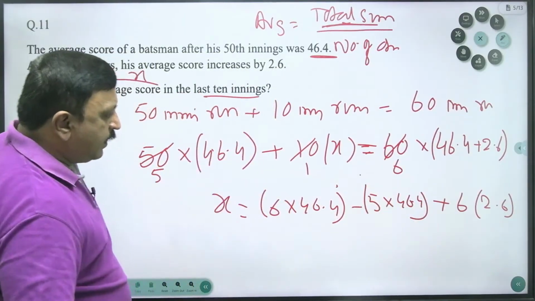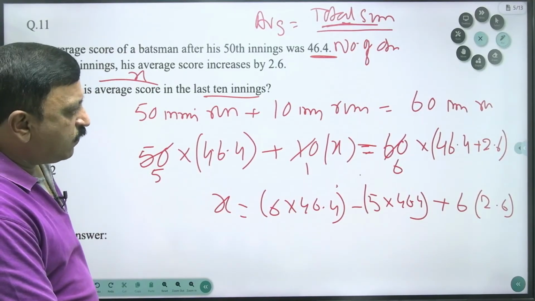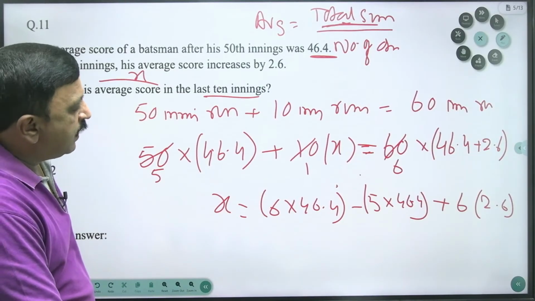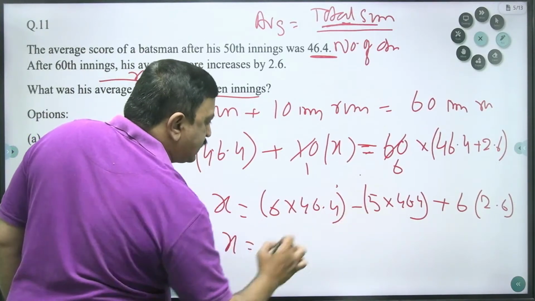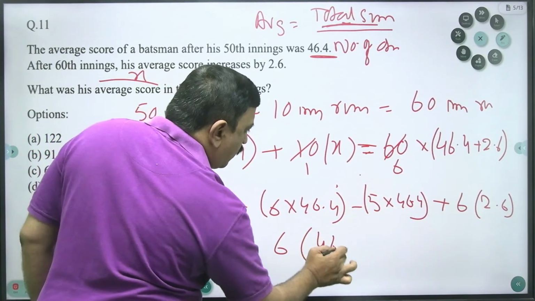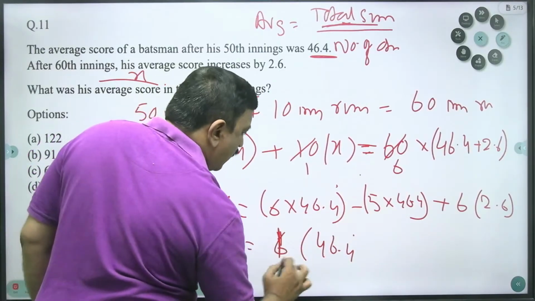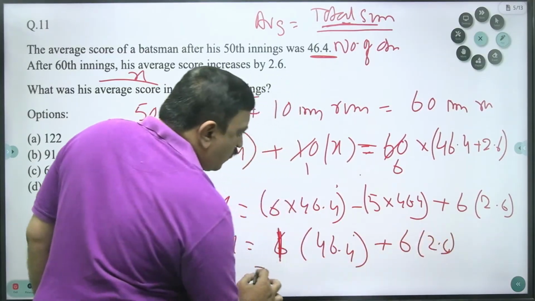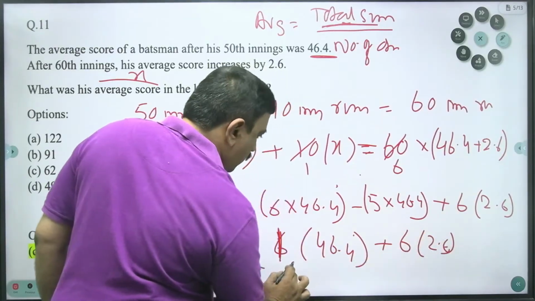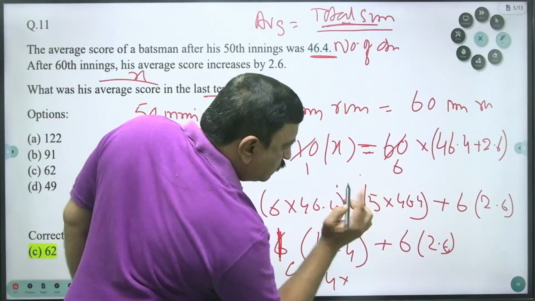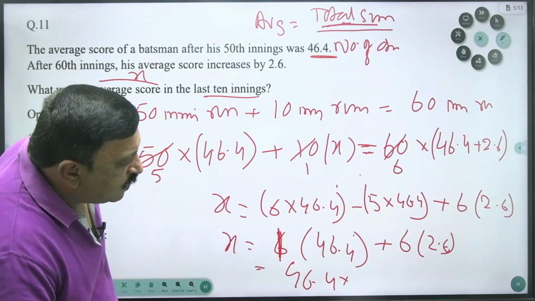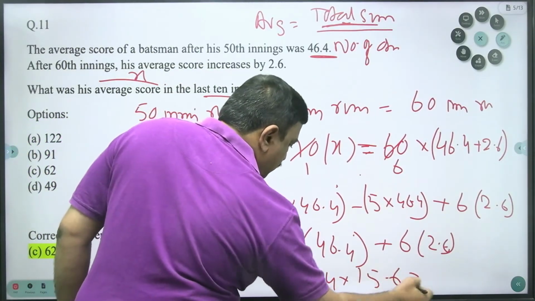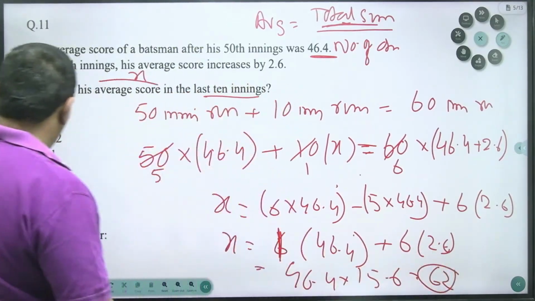So I can say 6 into 46.4. X is equal to, 6 is common, so 46.4 into (6 minus 5, which is 1), that is 46.4 plus 6 into 2.6. 6 into 2.6: 6 6s are 36, 6 2s are 12, so 12 plus 3.6 is 15.6. So 46.4 plus 15.6 is 62. That is the answer.